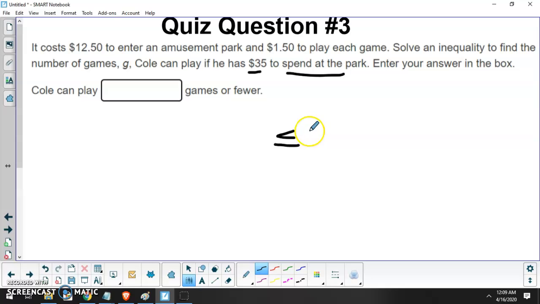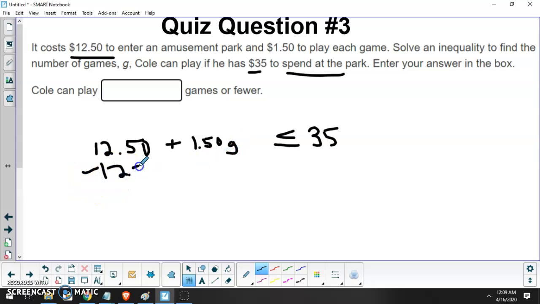Okay, you don't want to go over his money, so you're using less than or equal to 35 if you are writing the inequality. All right, so now on this side, we're going to put all the costs. The costs have to be less than or equal to 35. $12.50 to enter. That's a one-time fee. $12.50 plus $1.50 for each game. So $1.50 per game.